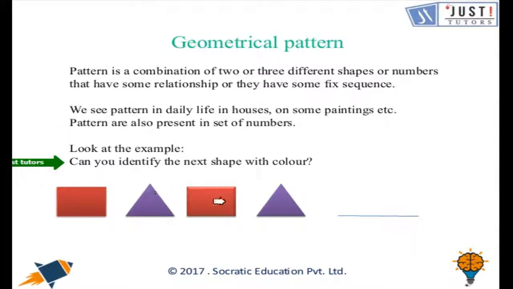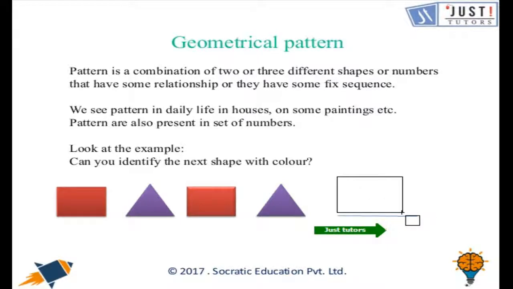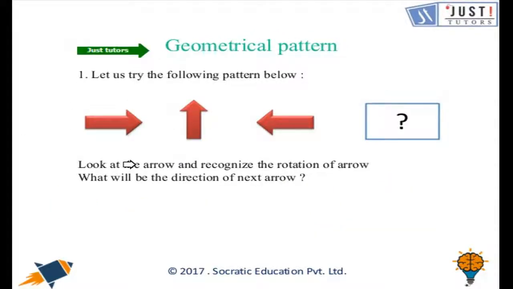Can you try to identify the next shape with the color? As you can see, the first is a red square, a purple triangle, a red square, another purple triangle. So what should come next? It will definitely be a red square. So let us draw a square here which will be red in color. Alright, let's try out another question related to geometrical pattern.